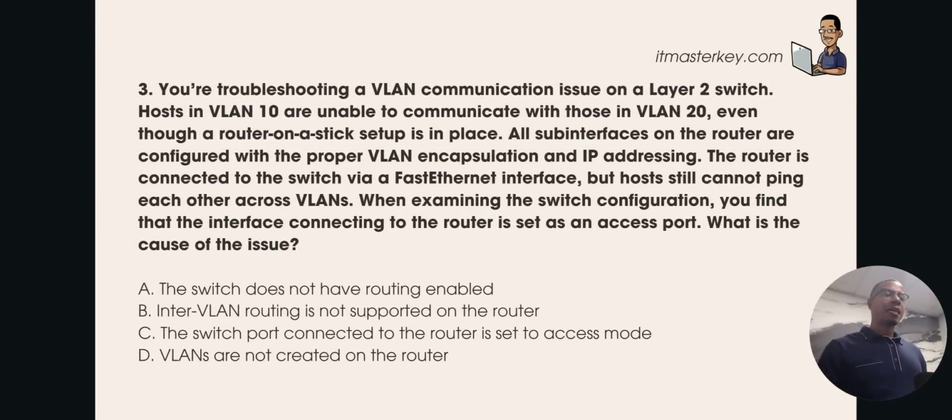You're troubleshooting a VLAN communication issue on a layer 2 switch. Hosts in VLAN 10 are unable to communicate with those in VLAN 20. Even though a router on a stick setup is in place, all sub-interfaces and the router are configured with the proper VLAN encapsulation and IP addressing. The router is connected to the switch via a Fast Ethernet interface, but hosts cannot ping each other across VLANs. When examining the switch configuration, you find that the interface connecting to the router is set as an access port. What is the cause of the issue?